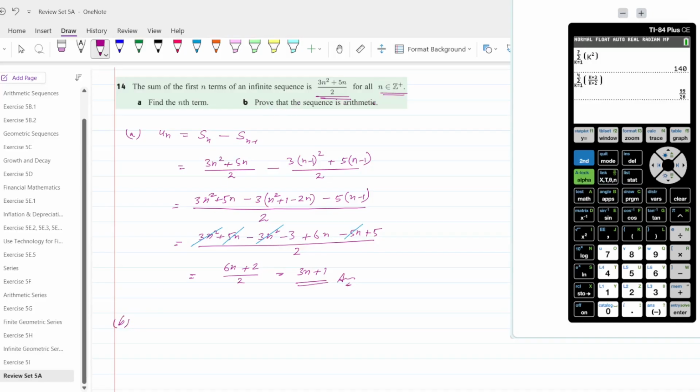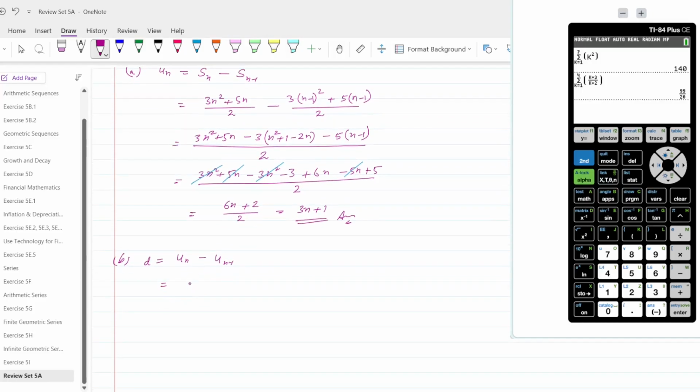Prove that the sequence is arithmetic. So in order to prove that the sequence is arithmetic, we need to find the common difference, and common difference is un minus un minus 1. So un is 3n + 1 minus 3 times (n − 1) + 1. So un is this, un minus 1 is this.